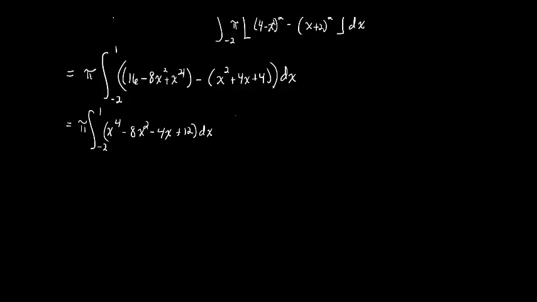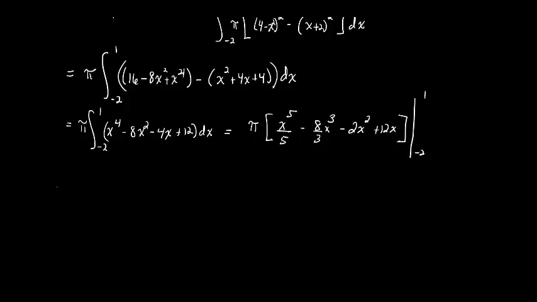That looks pretty good. So I'm going to keep my value of pi out in front. This will give me x to the fifth over 5, minus 8 thirds x cubed, minus 2x squared, plus 12x, and this is going to be bound from negative 2 to 1. Okay, we've got some calculations to do. I'm definitely going to pull my calculator out for this one. Plugging in the upper bound, I have 1/5 minus 8 thirds minus 2 plus 12.